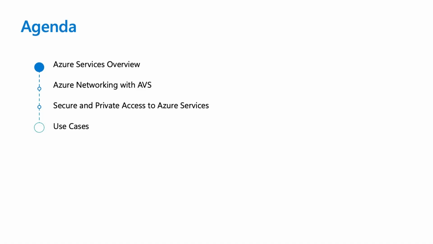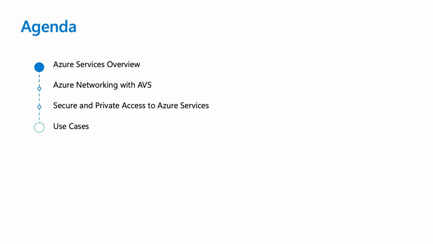There's a few things we want to cover today, and here's the agenda. We'll start out with an overview about Azure services. We want to take a look at Azure Networking with AVS, and while we have another session dedicated to a more in-depth look, we want to cover Azure Networking from the perspective of the things you need to think about if you're going to integrate with Azure services. As part of that story, I want to tell you more about how you can obtain and establish secure and private access to Azure services to extend the workloads in your AVS private cloud. And then we'll walk through a few use cases at the end.